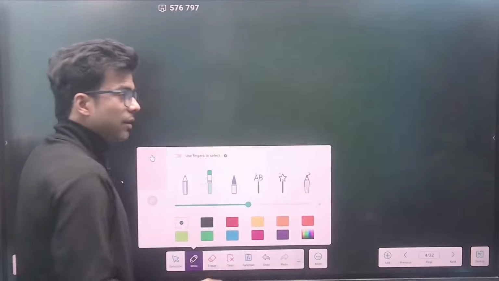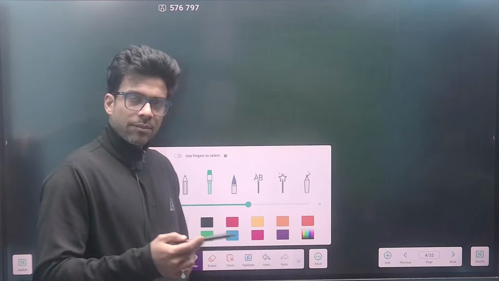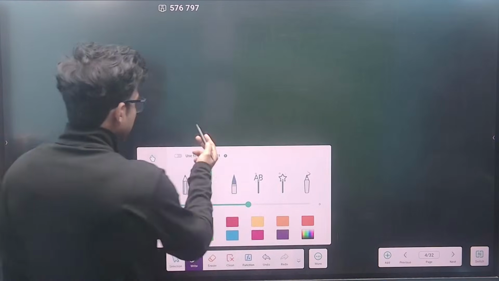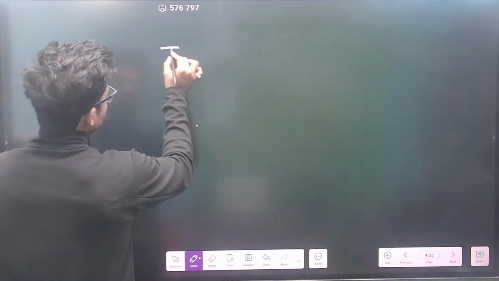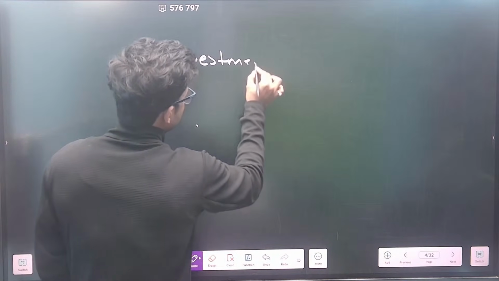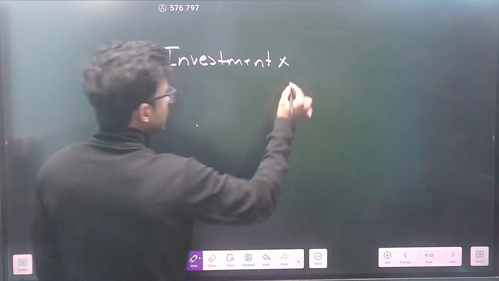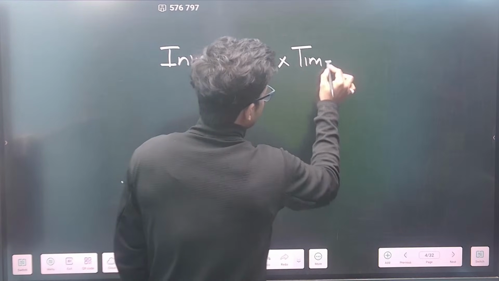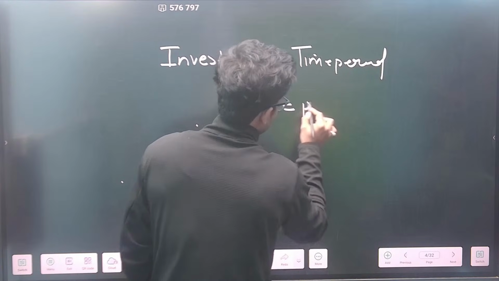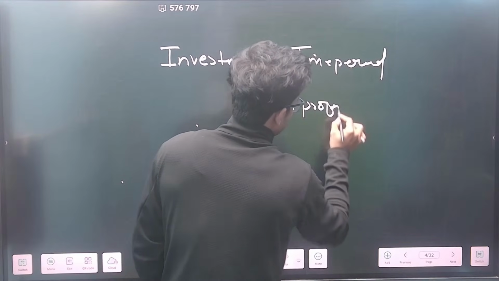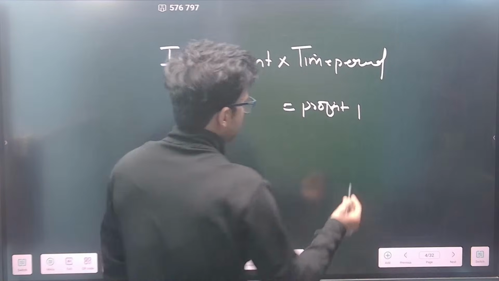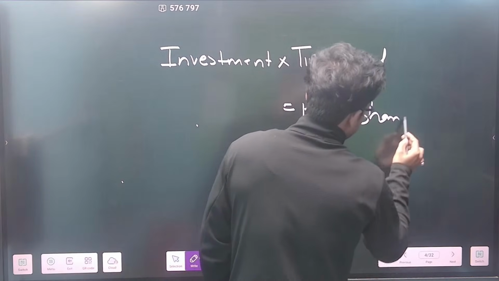Some of you may ask me, sir, does this chapter involve a formula also? I would say yes. Because investment multiplied by time period is what is known as profit sharing. A lot of formulas are roaming around the market for profit sharing, which I'll clear up for you right now.